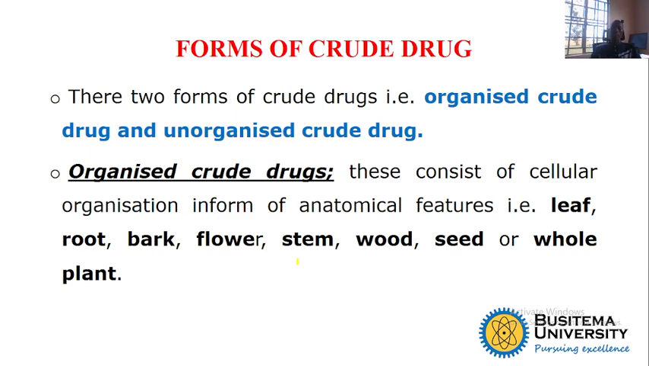Then we can speak about the crude drugs. Crude drugs we classify into two types: organized and unorganized. Organized ones we obtain from a cellular part. For example, in the case of plants, a drug would be an organized crude drug if you pick it from either the leaf, a root, a bark, a stem, or a seed. Take the example of a resinous plant, where we first pick the seeds. The seed in that case would be a crude drug.